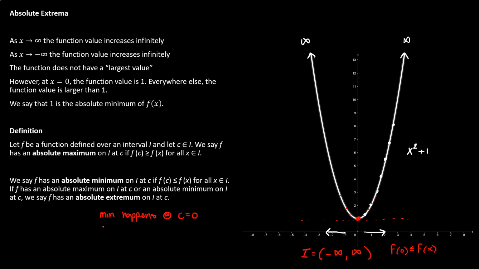But then the extremum, the minimum value, is what happens when you plug that x value, the c equals 0, into your function. We get 1. So the minimum happens at x equals 0, and then the minimum value is the function value, which is equal to 1.